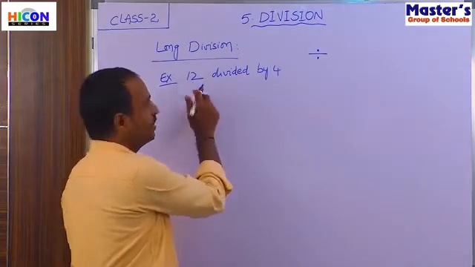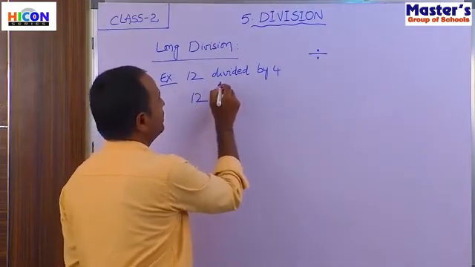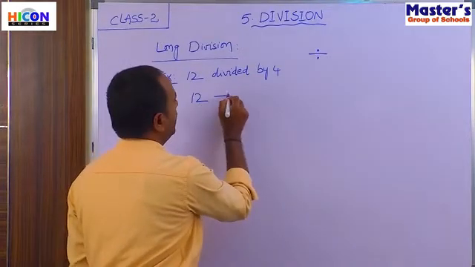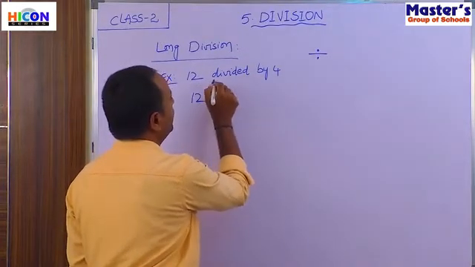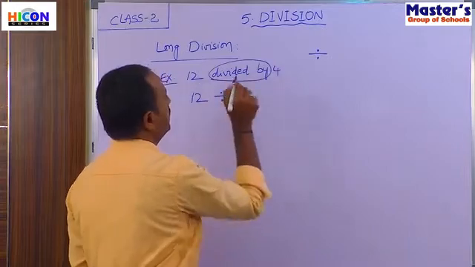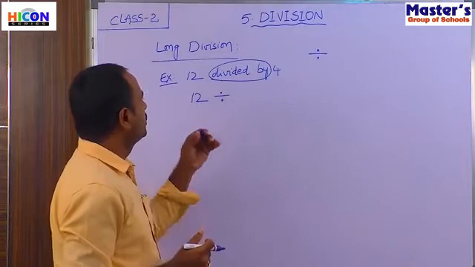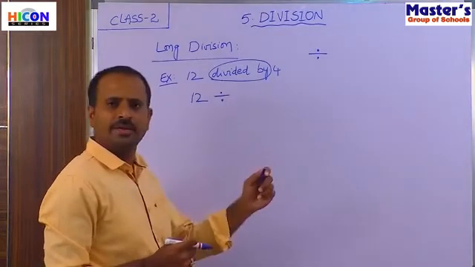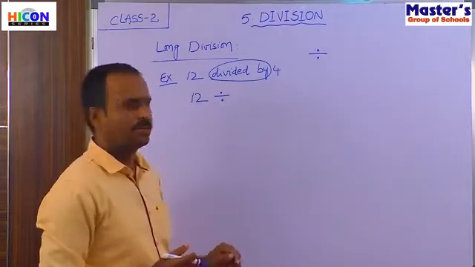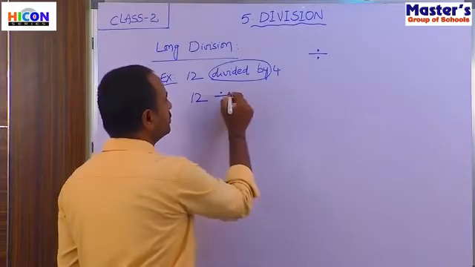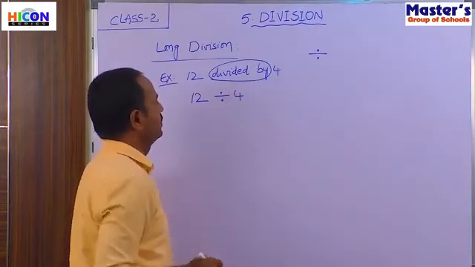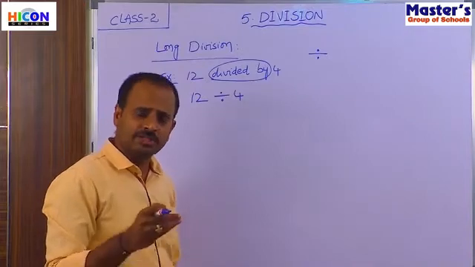First write the number 12 and write the division symbol instead of the words divided by. Children, did you understand? So first replace the words divided by with the symbol. We have to use this symbol here. And next write 4. So children, this is the division.